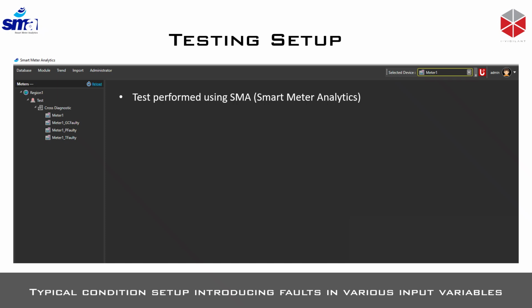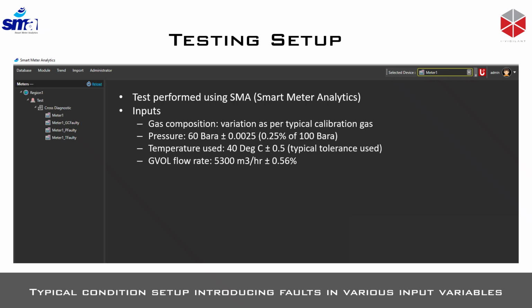To perform this test, we're using a tool called SMA, which is short for Smart Meter Analytics. This is a new software that we have, and this software can calculate pretty much everything as long as we know the math. So in this particular case, we introduce input of gas composition with a variation of the typical calibration gas. Variation means the uncertainty of the calibration gas.